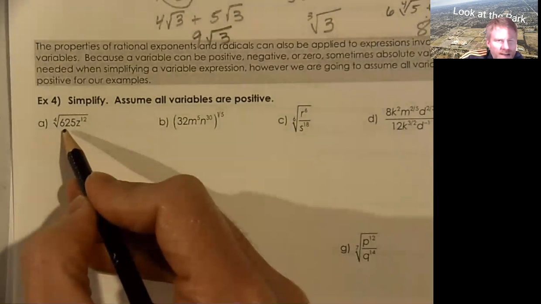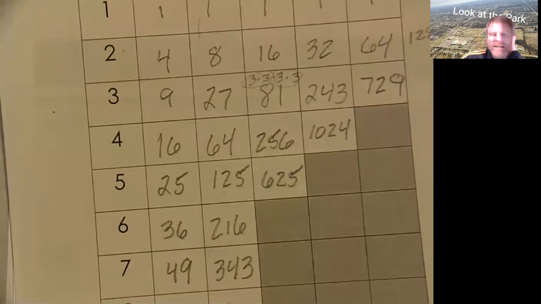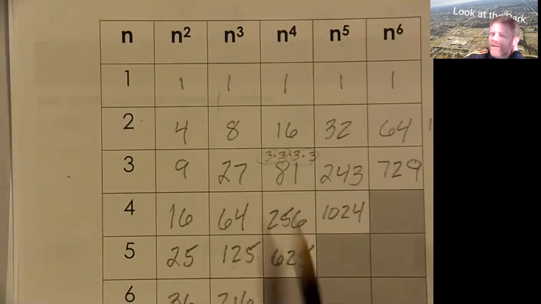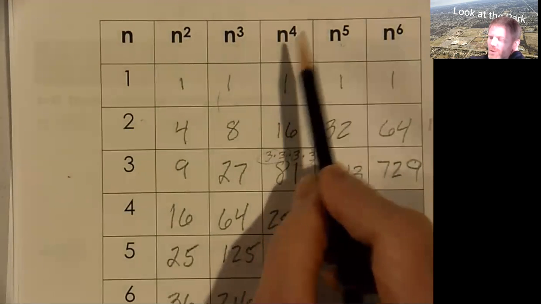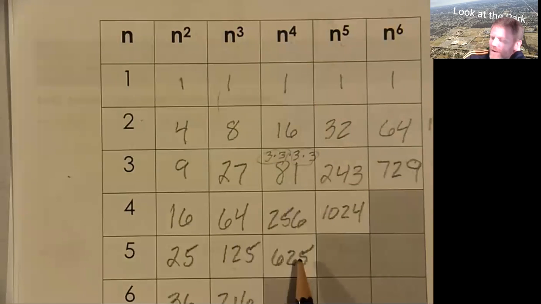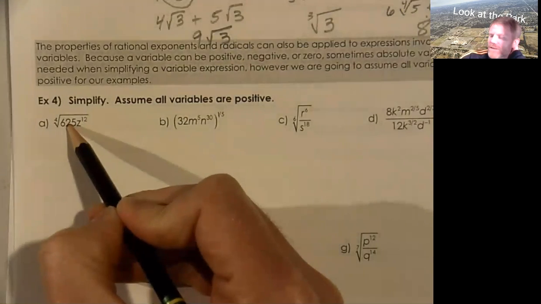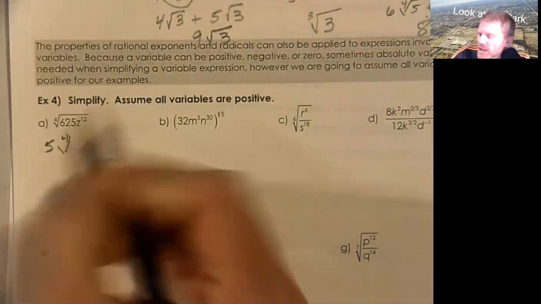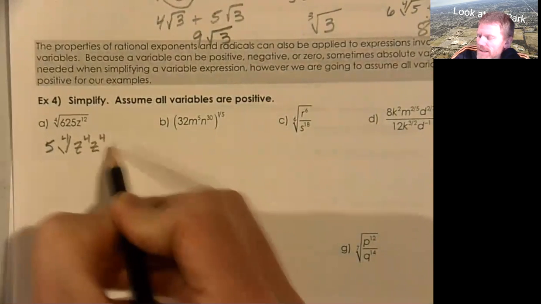Here's 625. I kind of remember about a 625. So I come back here at 625 and I found it. 625 is the 5 to the 4th power. So the 4th root of 625 is 5. And I still have z to the 4th, z to the 4th, and z to the 4th.